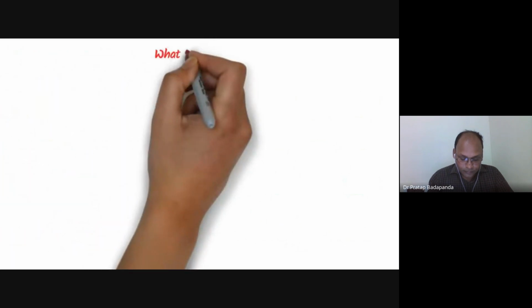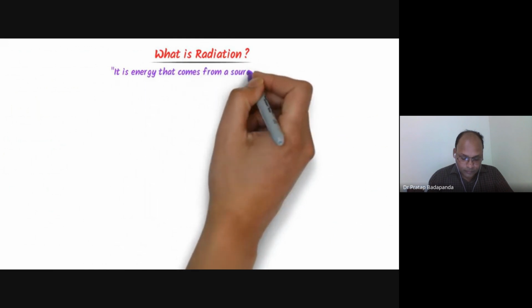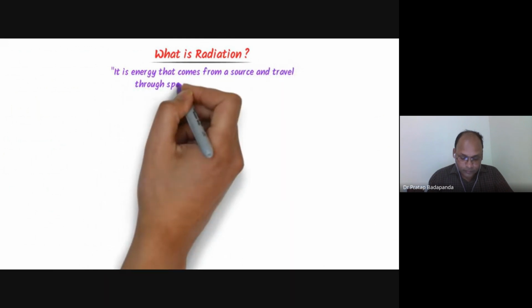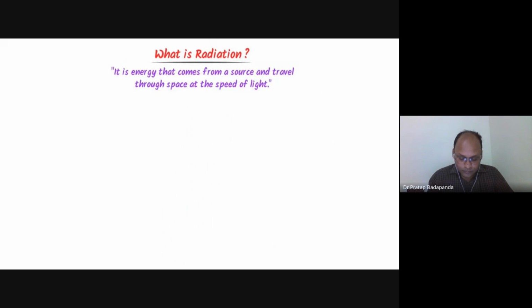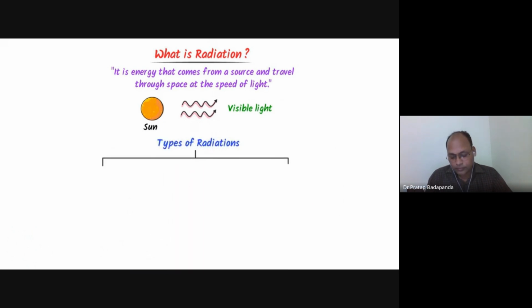Now let me teach you what radiation is. Well, it is energy that comes from a source and travels through space at the speed of light. For example, sunlight or visible light is a form of radiation and its source is the sun. We call it solar radiation. So remember that radiation is a form of energy. Now there are 2 types of radiations, non-ionizing radiation and ionizing radiation.